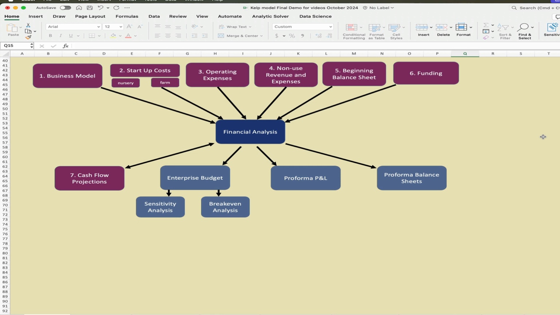This video is going to discuss non-use revenues and expenses, or those revenue generating activities that you engage in that do not directly have to do with growing kelp seed or growing kelp itself. As we were developing this model, many potential end users were asking us, well, what about merchandise? What about carbon credits? What about this? What about that? And so we included a page in this model for what we're calling non-use revenues and expenses.